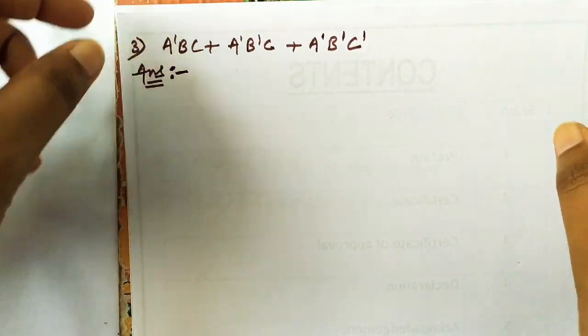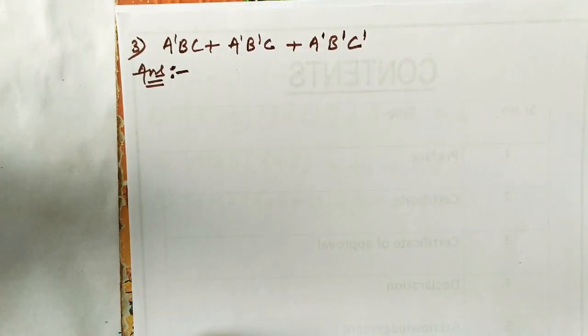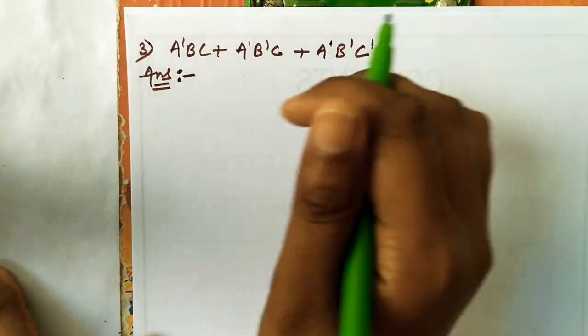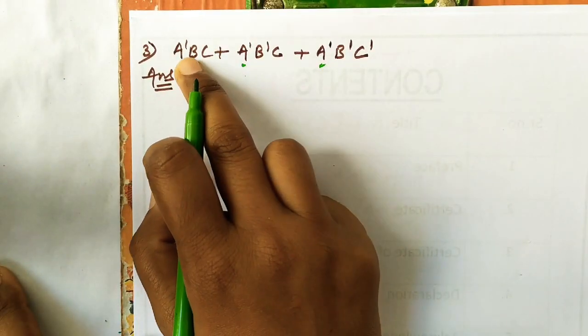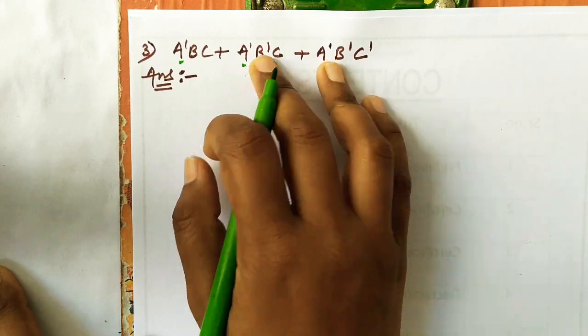Here the question is a dash bc plus a dash b dash c plus a dash b dash c. So firstly see what is the common value between all these terms. Here a dash, here also a dash, here also a dash, and b dash, no, here is not b dash, but in two terms there is a b dash.